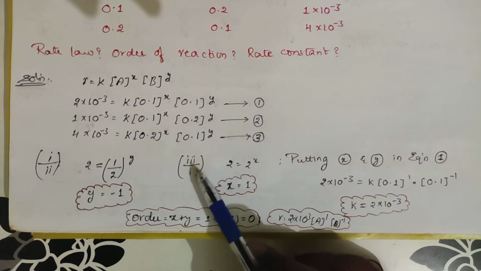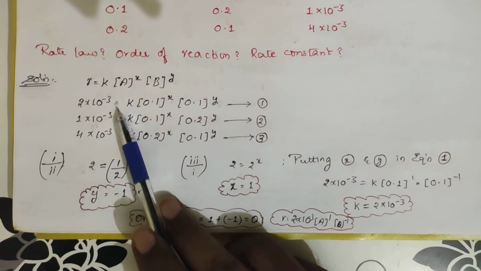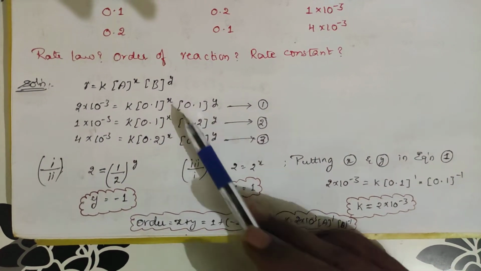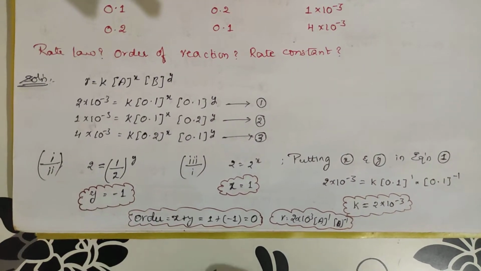Take the equation like 3 by 1. So this is the third equation and this is the first equation. 10 power minus 3, 10 power minus 3 will be cancelled. 4 by 2 you will be getting. So you will be getting Y cancelled. 0.1 whole power Y, 0.1 whole power Y will be cancelled.